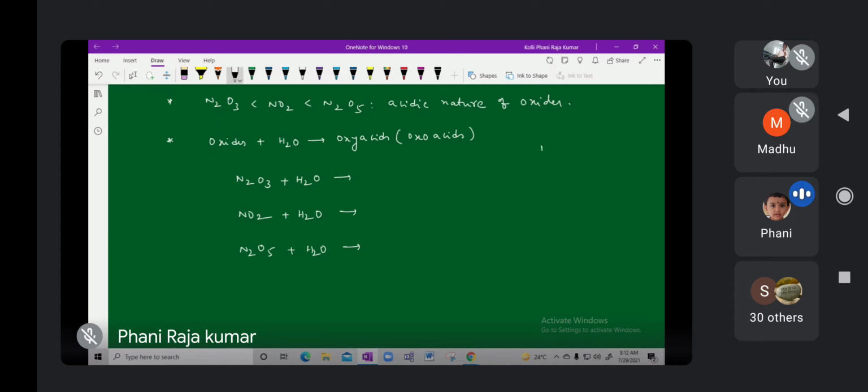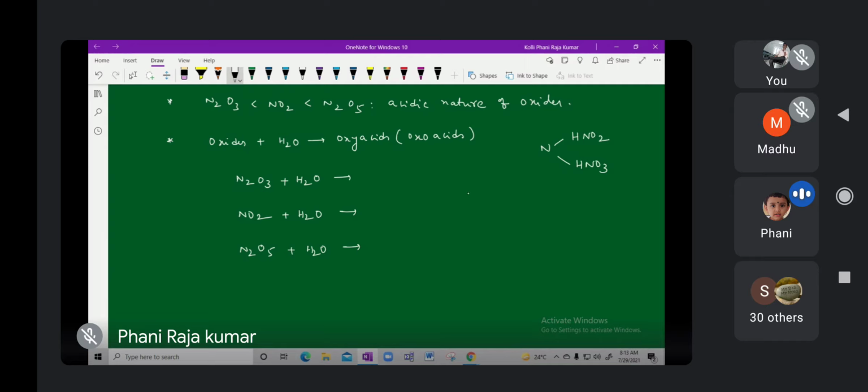Nitrogen has 2 important acids. One is HNO2, another one is HNO3. Nitrous acid, nitric acid. So here, a problem arises. Which oxide forms which oxoacid? Three oxides we have. Out of these 3, which one forms nitrous acid? Which one forms nitric acid? One method I am giving here.